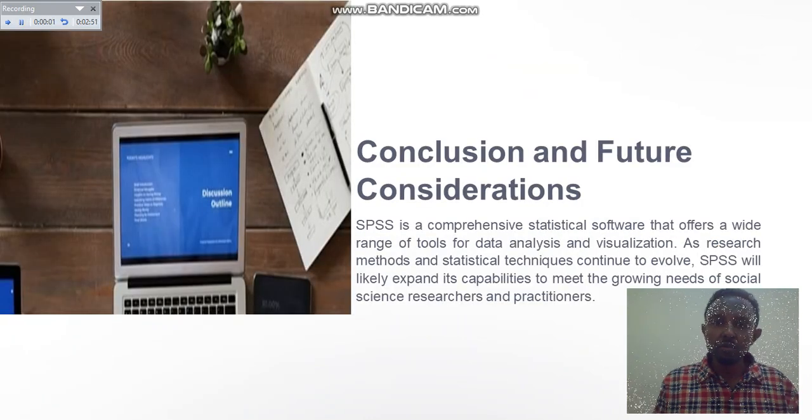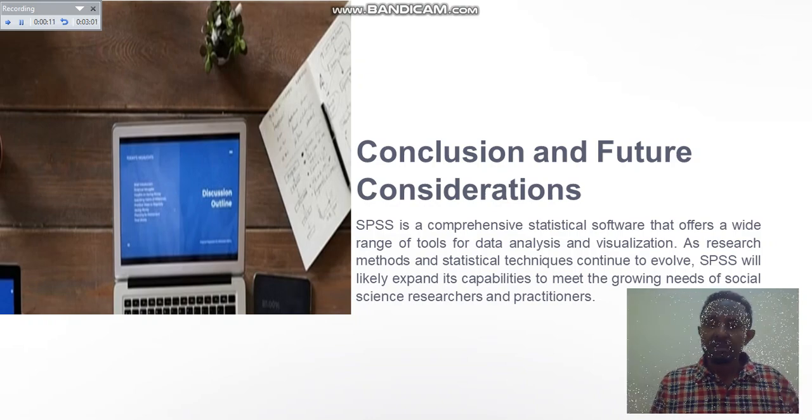In conclusion, SPSS is a comprehensive statistical software that offers a wide range of tools for data analysis and visualization. As research methods and statistical techniques continue to evolve, SPSS will expand its capability to meet the growing needs of social science researchers and practitioners.